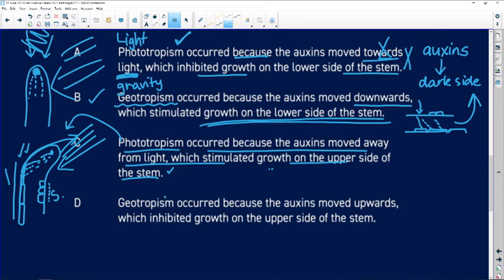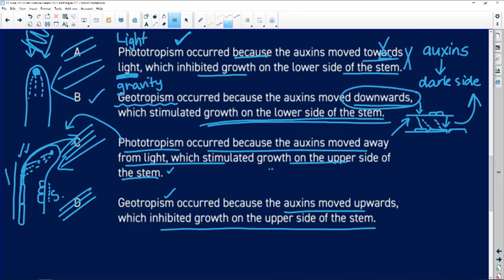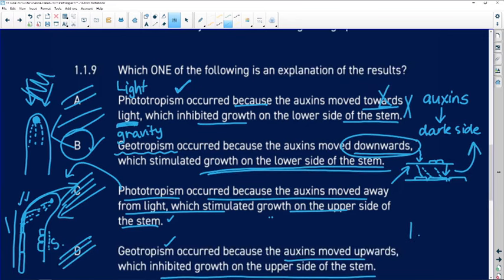D says geotropism occurred because the auxins moved upwards, which inhibited growth on the upper side of the stem. The auxins moved downwards under the influence of the force of gravity. So we know after lots of reasoning that our answer for 1.1.9 is going to be B. Do you see that in your multiple choice you haven't only got straightforward, easy questions, you've also got questions that require a lot of unpacking.